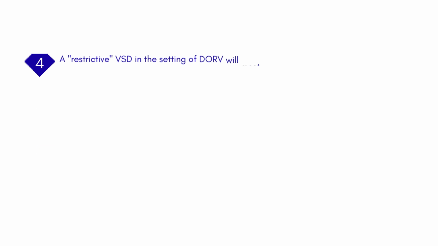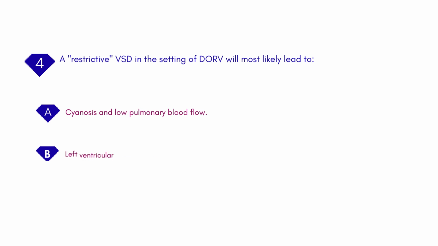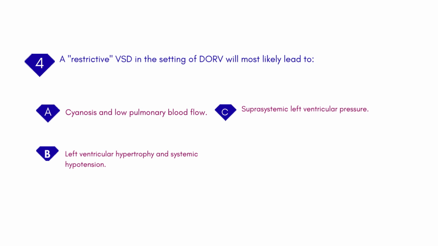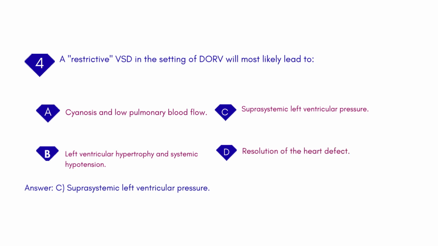A restrictive VSD in the setting of DORV will most likely lead to: A. Cyanosis and low pulmonary blood flow. B. Left ventricular hypertrophy and systemic hypotension. C. Suprasystemic left ventricular pressure. D. Resolution of the heart defect. Answer: C. Suprasystemic left ventricular pressure.